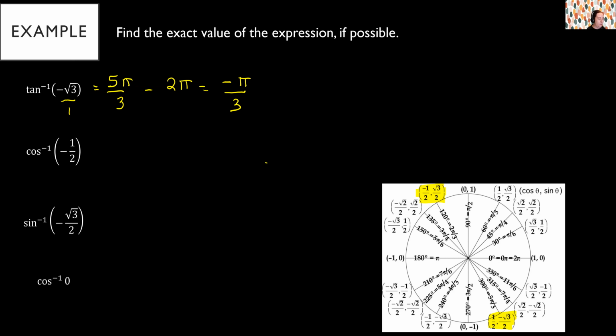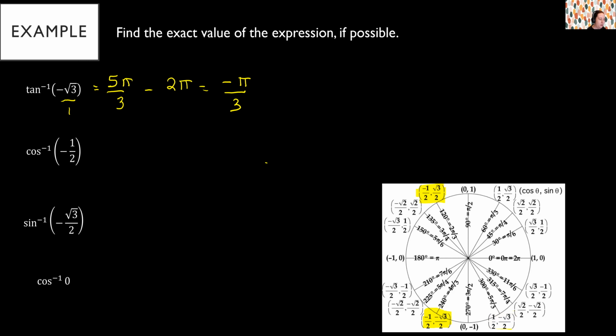So next we have arc cosine of negative 1/2. So cosine is our x value. So we're looking for an x value of negative 1/2. One of them I actually already got highlighted there. And then the other is 4 pi over 3. So we've got 2 pi over 3 and 4 pi over 3.